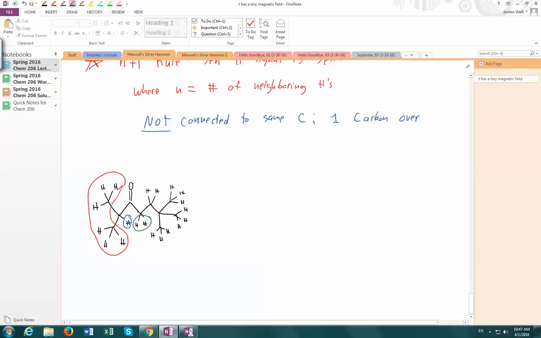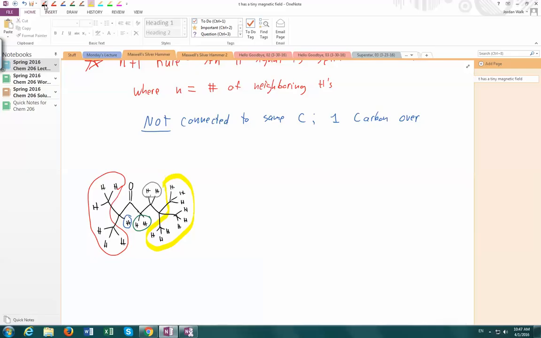So then we can have these. Now, are these going to be the same as these? No, and so those are going to be separate signals. And then the last guy. And then we've got a tert-butyl group, and there's one nice thing about tert-butyl groups. There might be a lot of protons, but are they all equivalent? Yeah. Sure, they are.